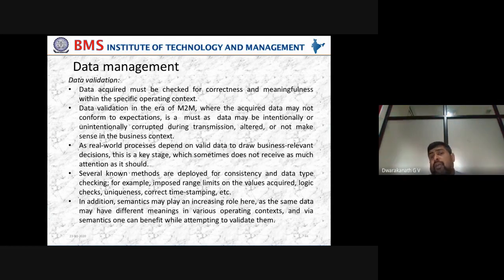Now, data validation in the era of M2M, coming to our projects, is a must, where the acquired data may not conform to expectations. The data we expected may not come from a sensor. Maybe the sensor is not working correctly, or it may give wrong data, or the data may be intentionally or unintentionally corrupted during transmission, altered, or not make sense in the business context. So how can I believe whether my sensor is working or not? Assume I keep a moisture level sensor; even though moisture is there, it always gives dry values because some electrodes in that sensor have gone. Always it will give a dry reading. Assume there is a controversy like that.